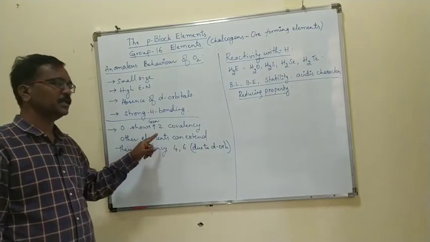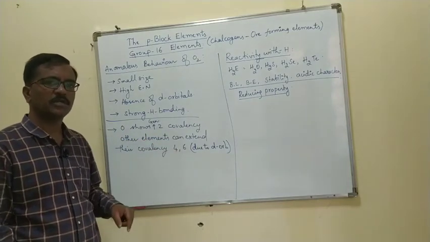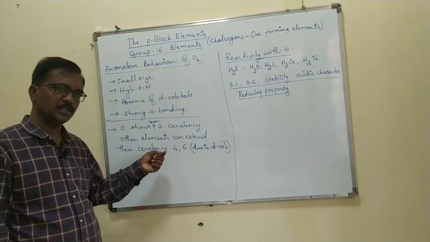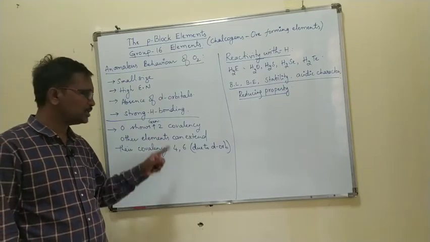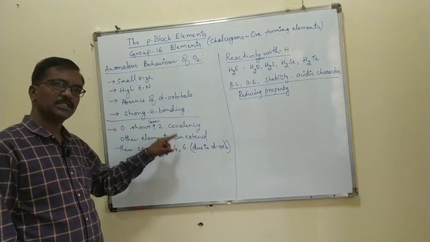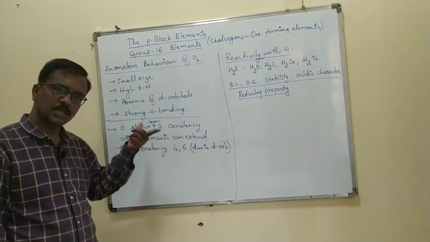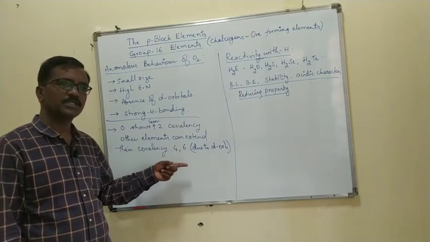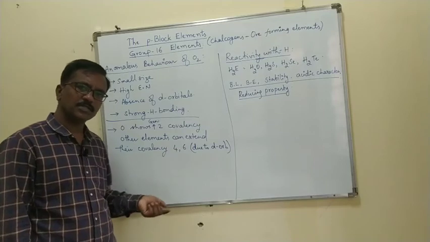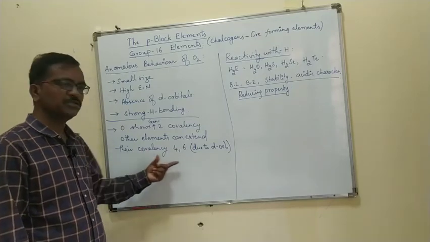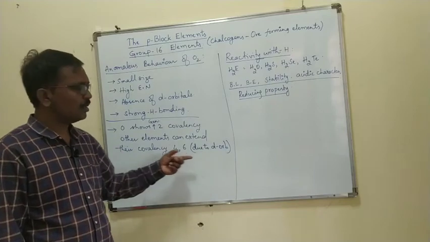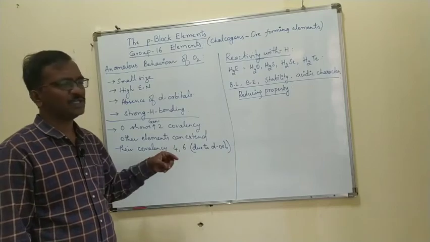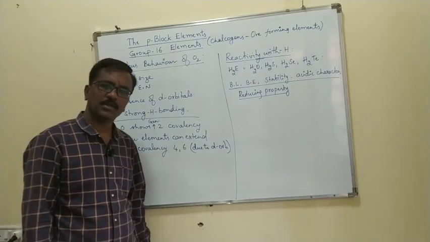So oxygen generally shows two covalency. What is the meaning of covalency? It is generally the number of bonds. In ozone, it can show 3 covalency, but the general covalency is 2, right? Oxygen forms double bonds. Other elements can extend their covalency to 4 and 6. SF4, how many bonds? 4 bonds. SF6, how many bonds? 6 bonds. Due to the presence of d orbitals, sulfur, selenium, tellurium have these orbitals. We never discussed polonium. Polonium is a radioactive element, right?